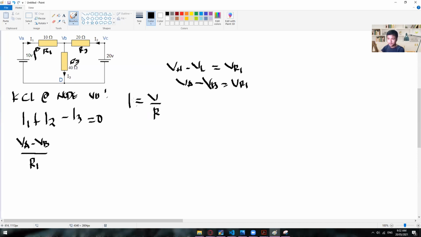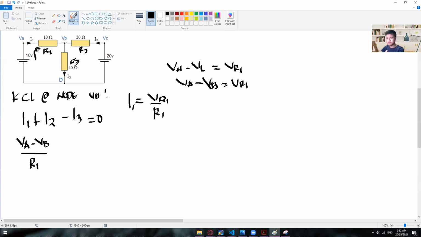So again, this one came from the Ohm's law formula. I is equal to V divided by R. So if you're going to get I1, I1 is equal to V1, of course, divided by R1. The V1 that we're talking about right here is actually the voltage drop, or the voltage across R1. In order for us to get the value of VR1, we can use this rule: the higher voltage less the lower voltage. The higher voltage in here is VA and the lower voltage is VB.